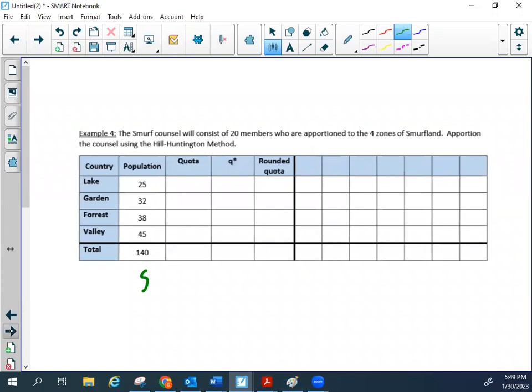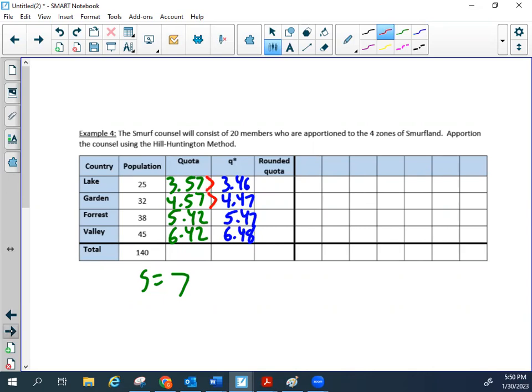I get my standard divisor, which in this case is 140 divided by 20, which is 7. So when I divide all these by 7, I get 3.57, 4.57, 5.42, 6.42. Then I get my geometric means. The geometric mean of 3 and 4 is 3.46. Geometric mean of 4 and 5 is 4.47. Geometric mean of 5 and 6 is 5.47. And then 6.48.